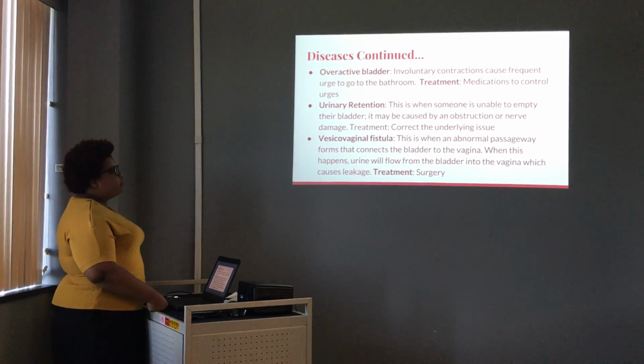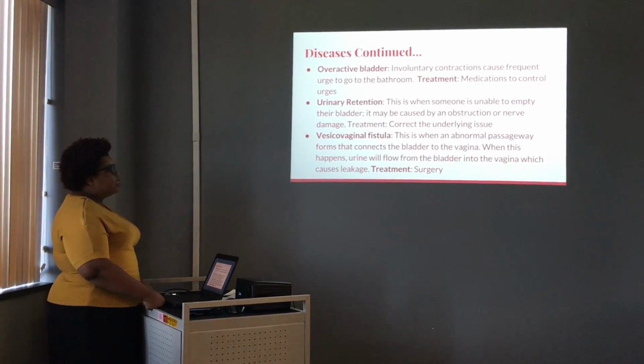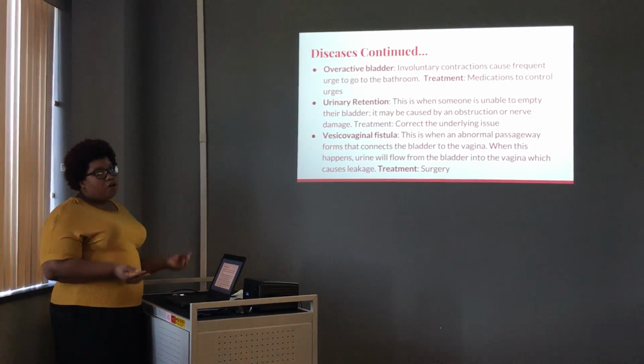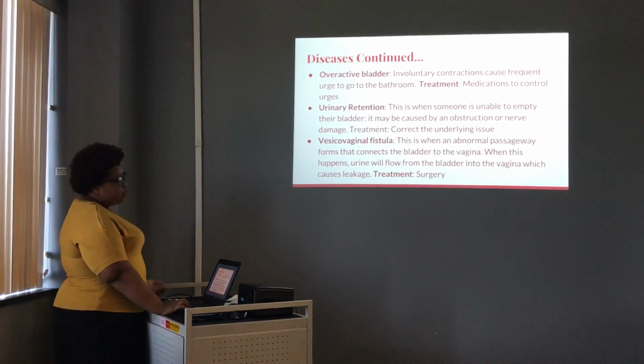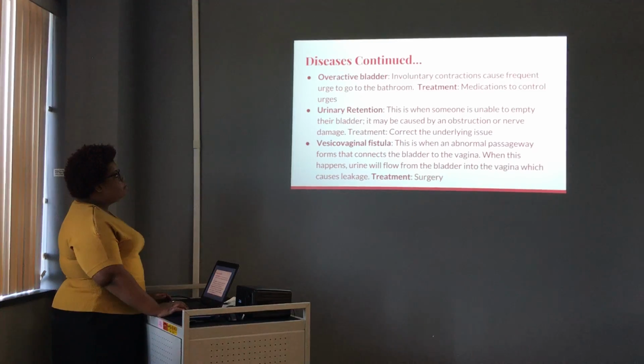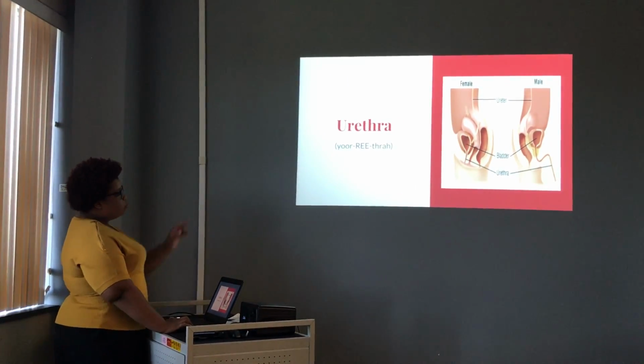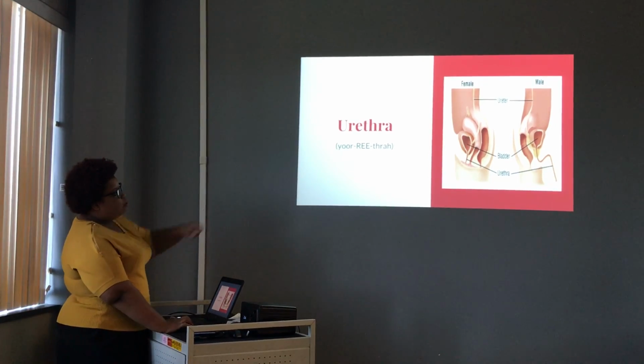Vesicovaginal fistula, this happens when an abnormal passageway forms that connects the bladder to the vagina. When this happens, urine will flow out of the vagina and cause leakage. For treatment, you have to have surgery. Next, we're going to talk about the urethra. Those are the female and the male.